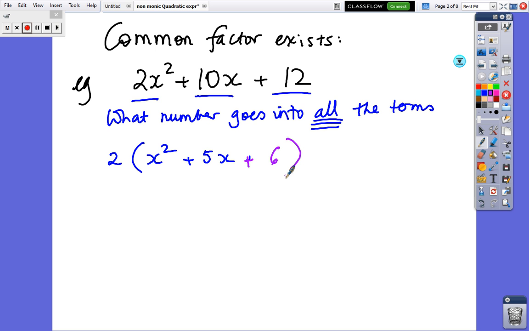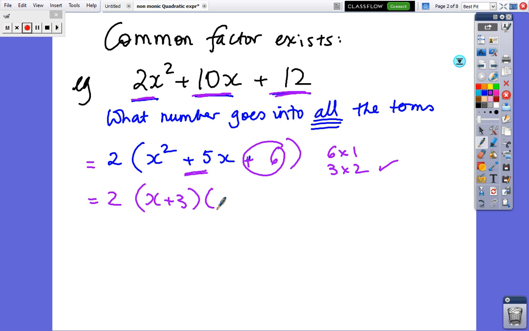So we've got 2 bracket x squared plus 5x plus 6. So 2 into 2x squared goes x squared, 2 into 10 goes 5, 2 into 12 goes 6. And then you say, well, I do know how to do this because I'm looking for two numbers that multiply to give 6. So 6 and 1 is 6, 3 and 2 is 6, but then the number has to add to 5, so it must be that pair. So the final answer is that.